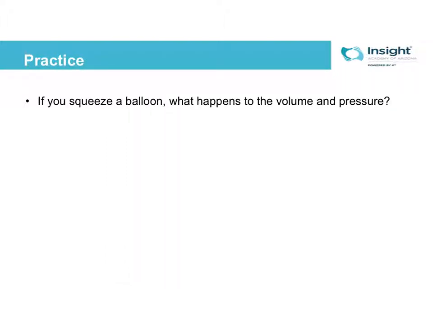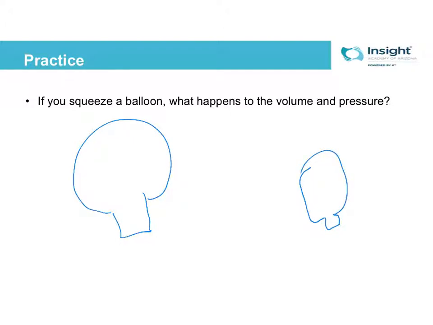So let's apply that to this. If you squeeze a balloon, what happens to the volume and the pressure? We're going to assume everything else is staying the same. We're just going to focus in on what happens with volume and pressure. So if you take your balloon and you squeeze it, your volume is going to go down. But because of that inverse relationship, your pressure has to go up.